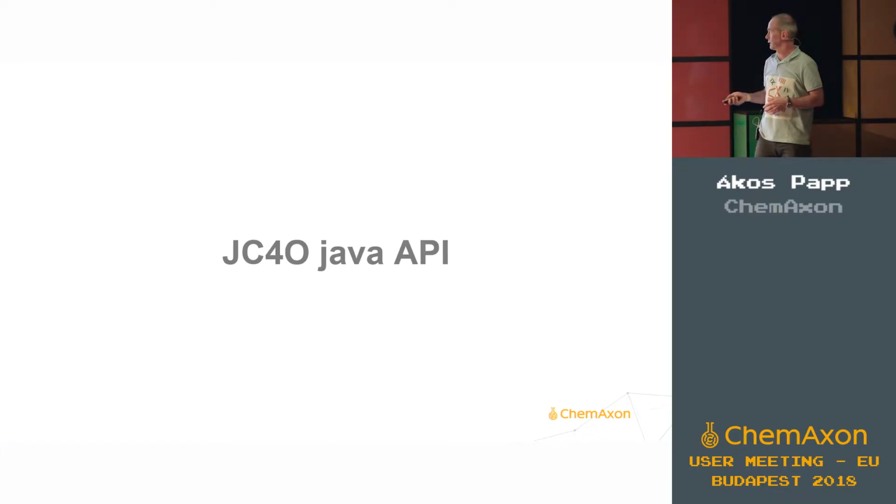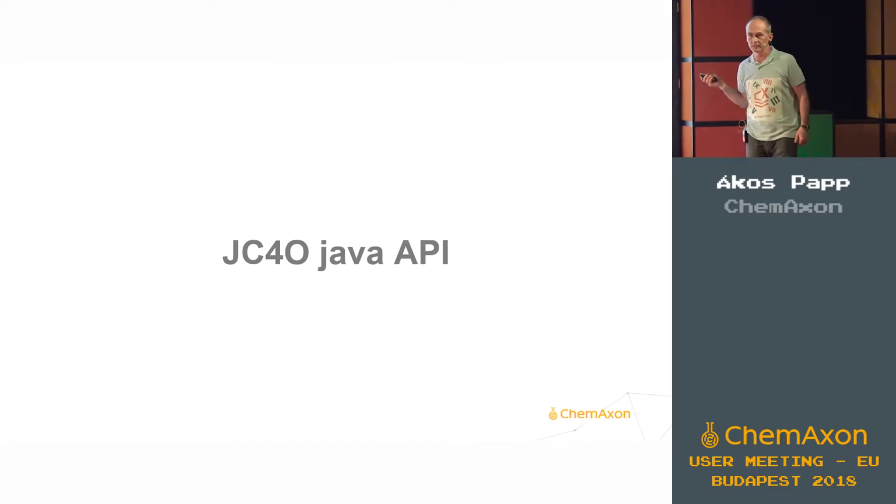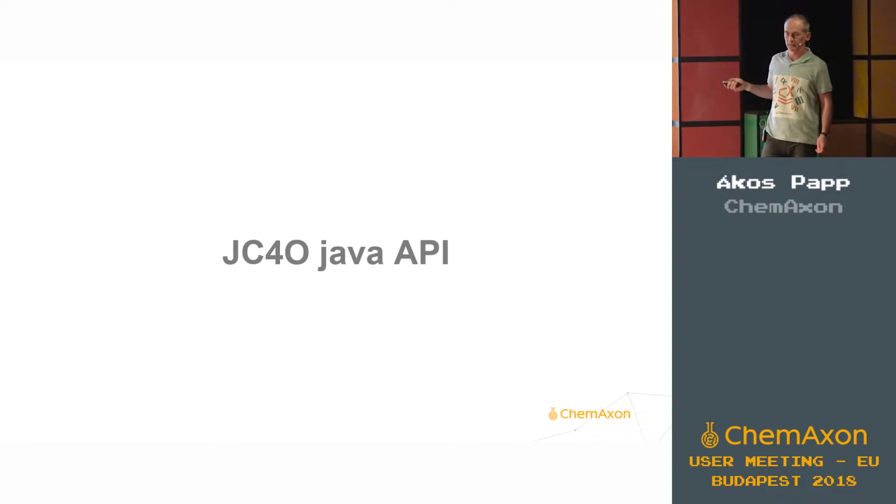So the first part is the JChem for Office Java API. I emphasize Java because you don't need Windows Server to do any of this. So I think this could be very easily used by any web-based system to generate reports, PowerPoint and Word reports at the end, and deliver these reports to the users.